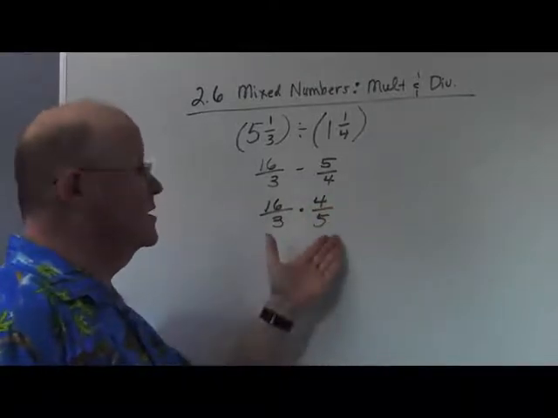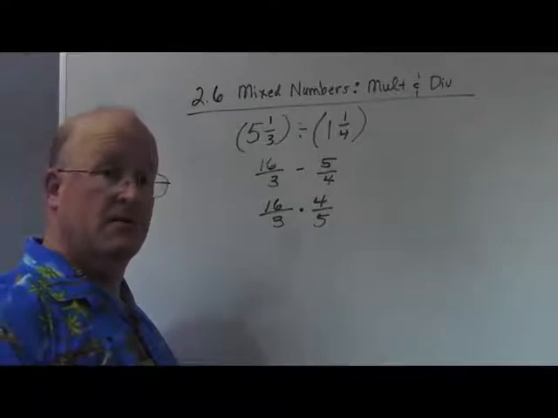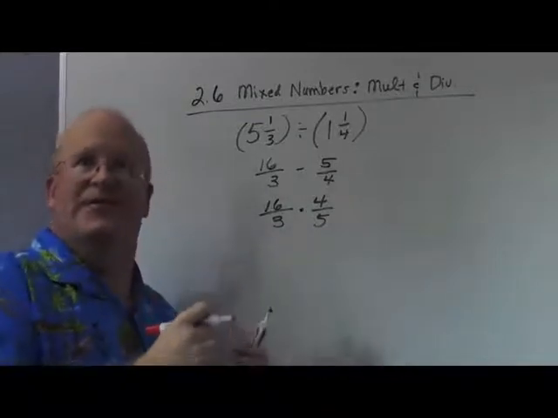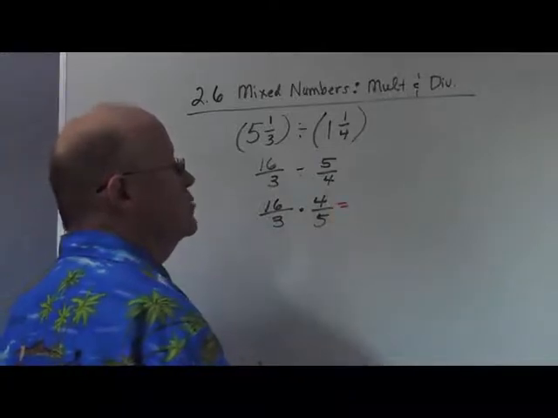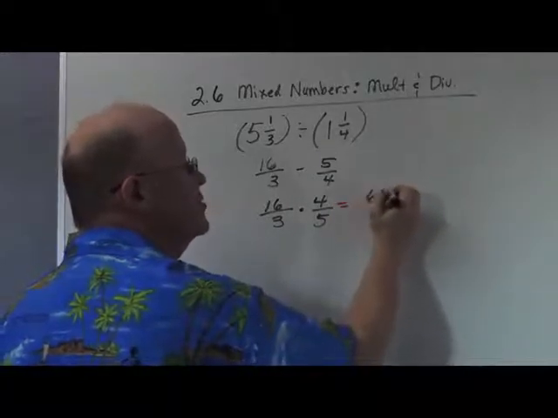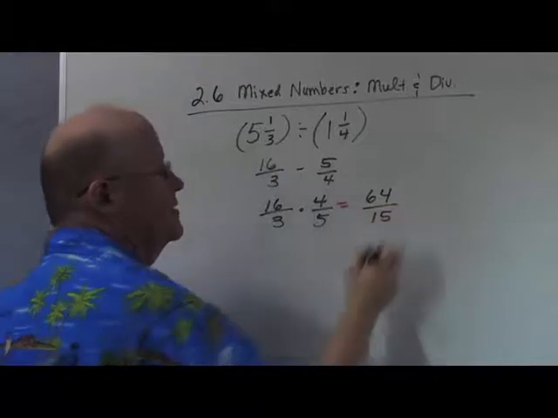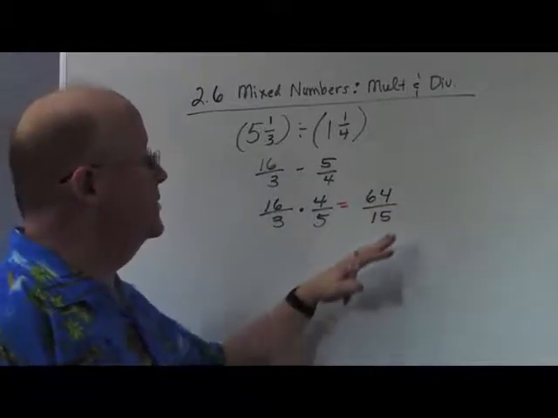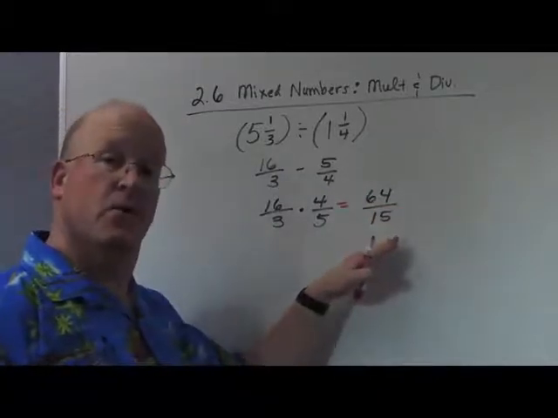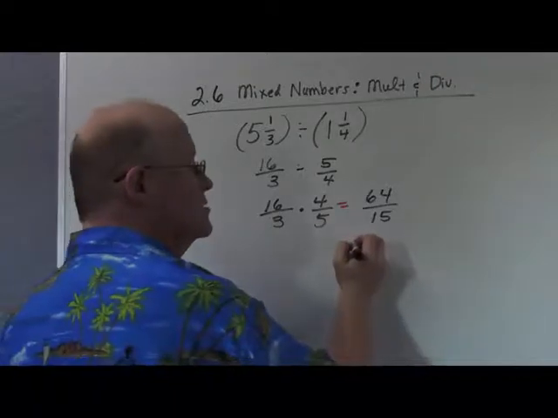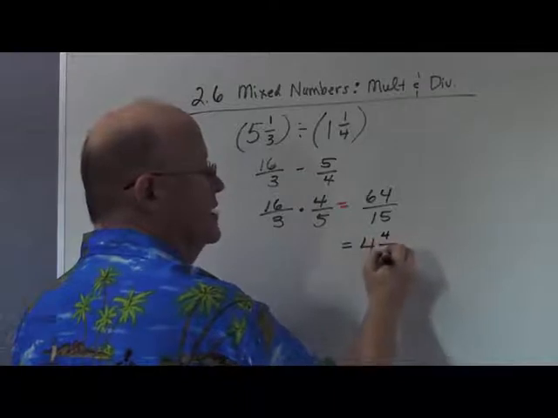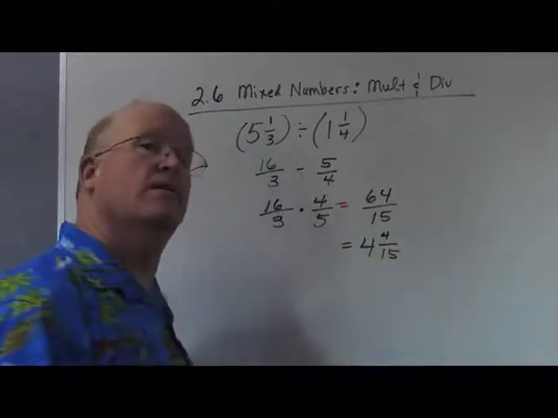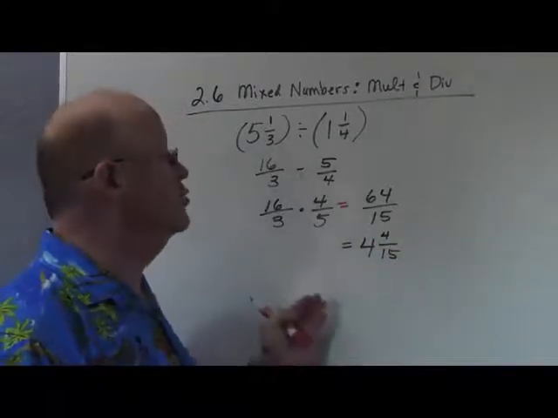Unfortunately, we have no cancellation possible in this problem. You might want to pause this and look at it if you want, but take my word for it. So I'm just going to multiply straight across. We're going to have 64 in the numerator and 15 in the denominator. I happen to know that 15 times 4 is 60, so this goes in 4 times, that's 60. There's 4 left over out of the 15. So 4 4/15 would be the quotient here.